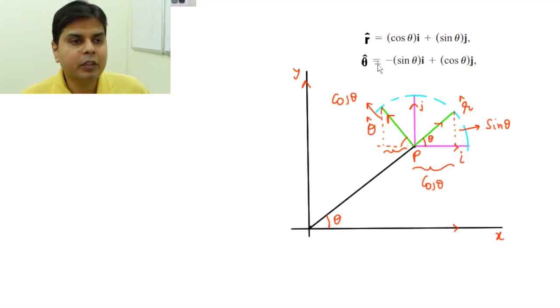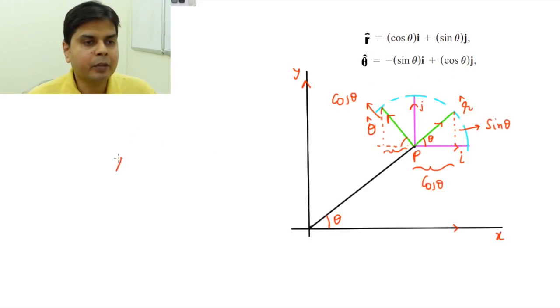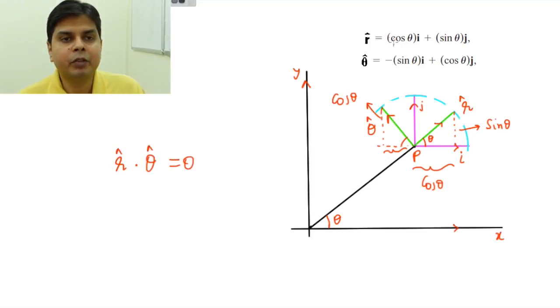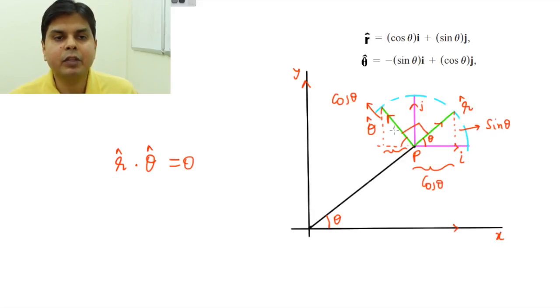Now you can also see that r cap dot theta cap is equal to 0. Why? Because when you take the dot product, this will become minus cos theta sin theta plus sin theta cos theta, so their dot product is 0. It means these two vectors, r cap and theta cap, are perpendicular to each other. So this angle is 90 degrees. In fact, it had to be 90 degrees because we had constructed this theta cap in such a direction that the angle between r cap and theta cap was 90 degrees.